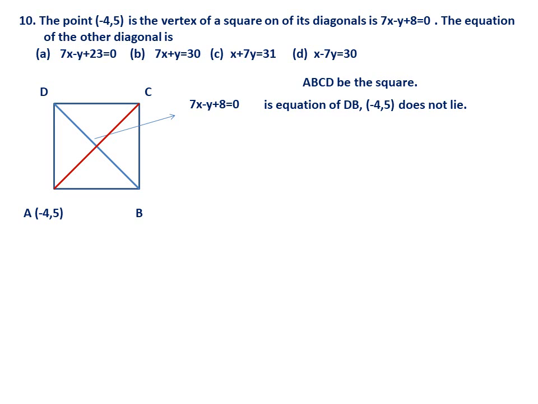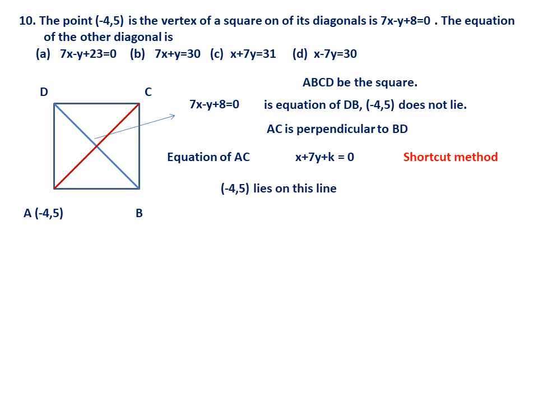How to find AC? It is very simple now. AC is perpendicular to DB. It is very clear. Therefore the equation of AC is x plus 7y plus k equal to 0. So this is the shortcut method. Now you can just substitute minus 4, 5 to find the value of k. Substituting, minus 4 plus 7 into 5 plus k equal to 0. Therefore k equals minus 31. Substituting, you get x plus 7y minus 31 equal to 0, or x plus 7y equal to 31. Therefore, definitely C is the option.